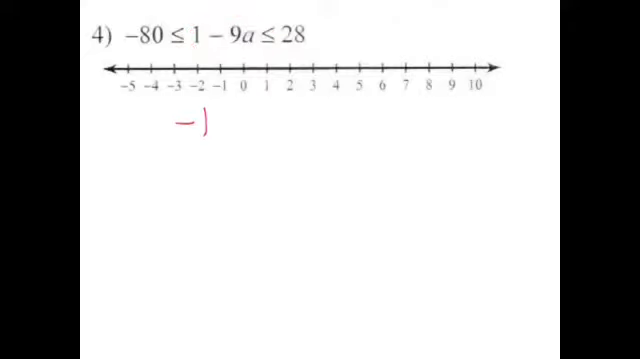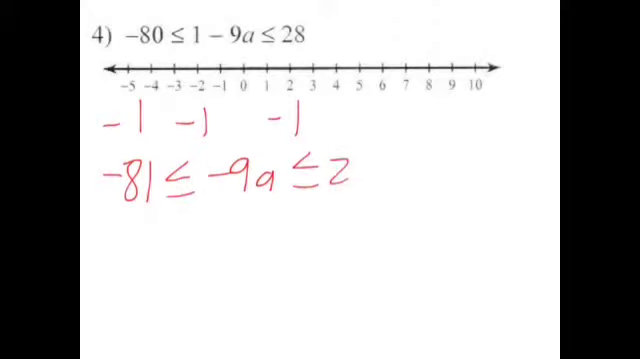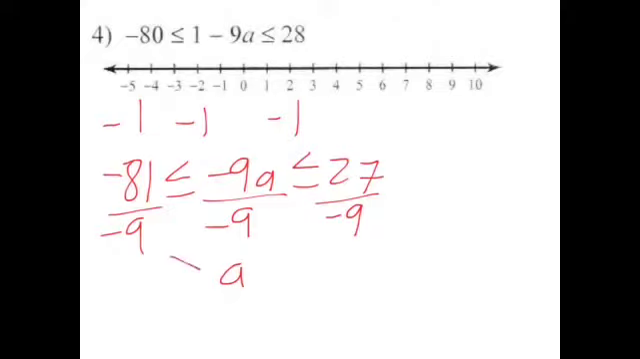I can solve them all at the same time by subtracting 1 from all portions to get negative 81 less than or equal to negative 9a less than or equal to 27. And I can then divide all sides by negative 9. And you need to remember, when you divide by a negative, you have to change the direction of your inequalities. Negative 81 divided by negative 9 is 9. Switch the direction on that one. 27 divided by negative 9 is negative 3.